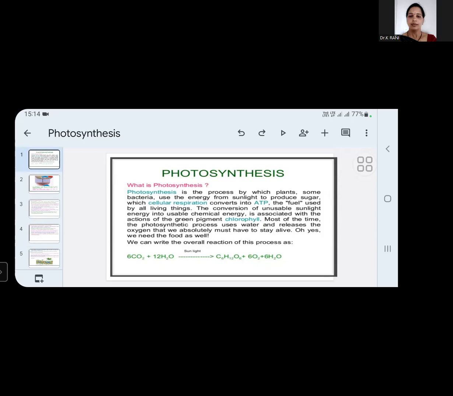Generally, it is well established that photosynthesis consists of two phases. They are the light reaction and the second one is the dark reaction. The light reaction is also called the photochemical reaction.